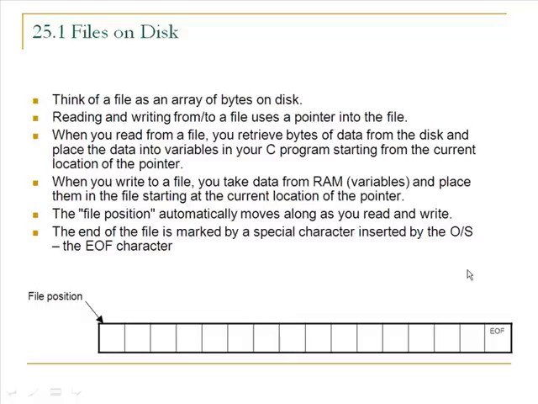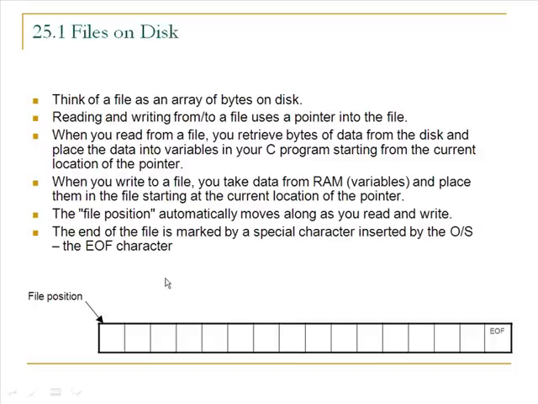C. So let's start out by thinking about what a file is on the disk. And I want you to think of a file simply as an array of bytes on the disk. So you know a file has a name and it has a location on the disk, but think of it other than that as just an array of bytes starting with the 0th byte and going to a special byte which is called the EOF marker, or the end of file marker.